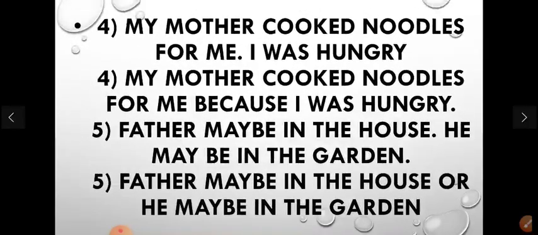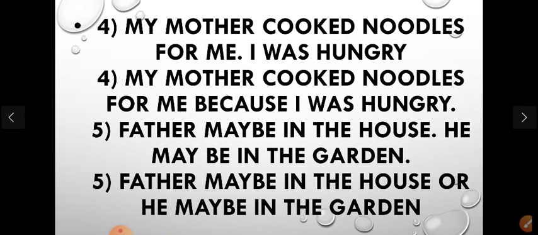Fourth. My mother cooked noodles for me. I was hungry. Here it is giving a reason. So here we have to write because. Whenever we are describing any reason, then we have to use because. My mother cooked noodles for me because I was hungry.